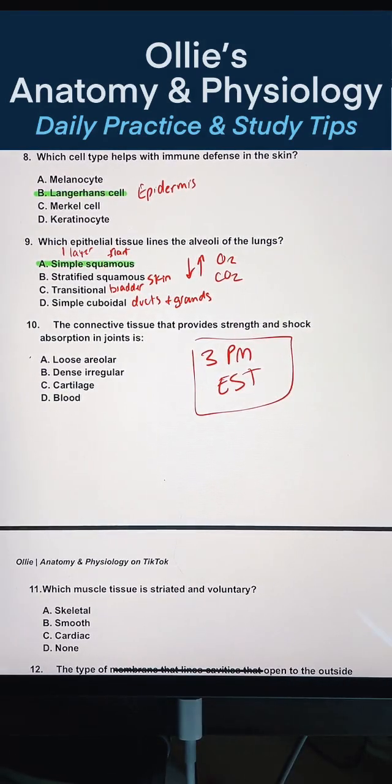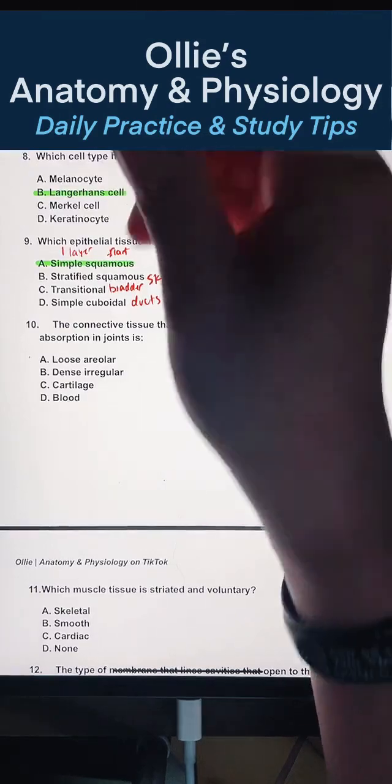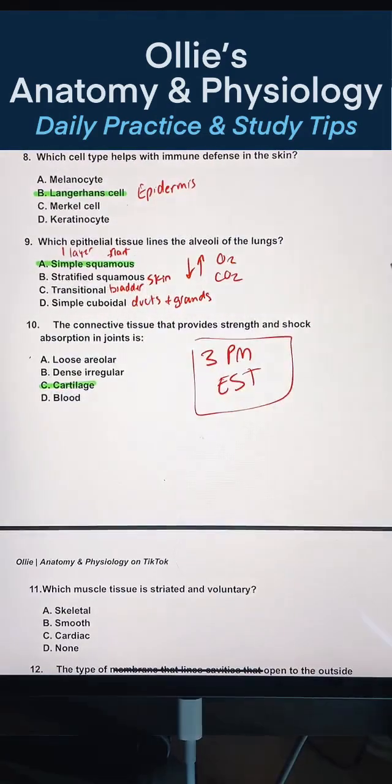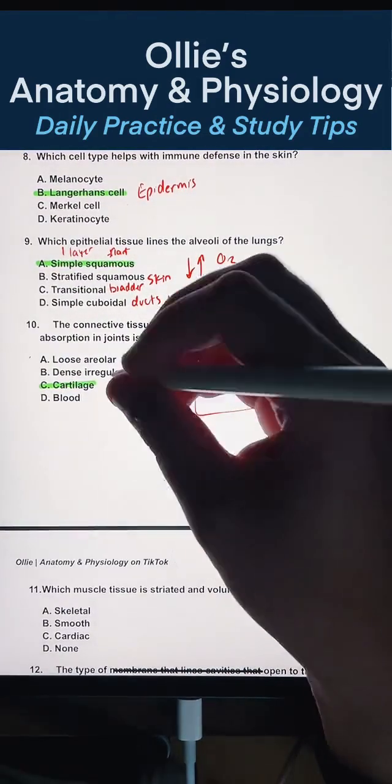But number 10, the connective tissue that provides strength. Oh my gosh, 10,000 likes. That is insane, guys. 10,000 likes on the live. That's nuts. The connective tissue that provides strength and shock absorption in the joints is cartilage, C. That is our cartilage. Cartilage cushions our joints.